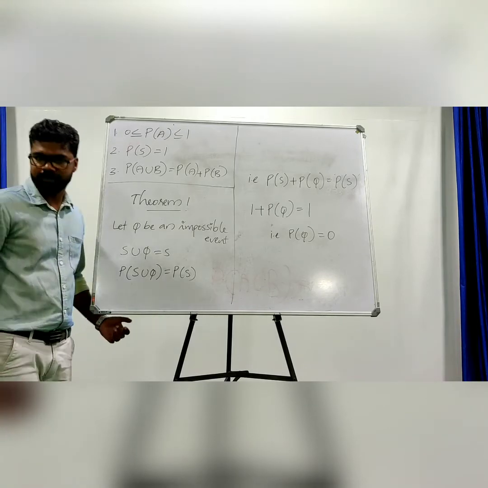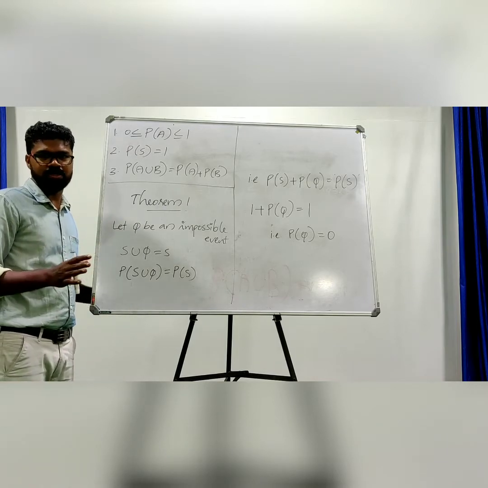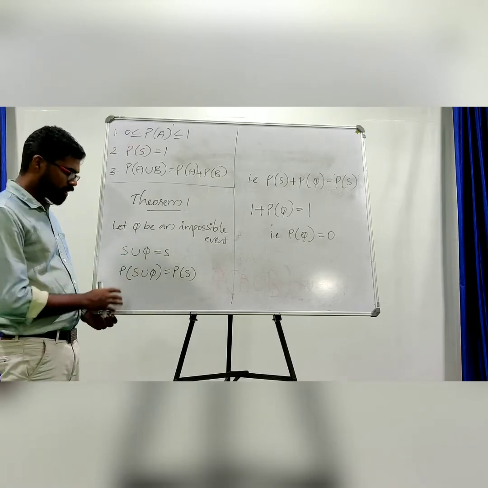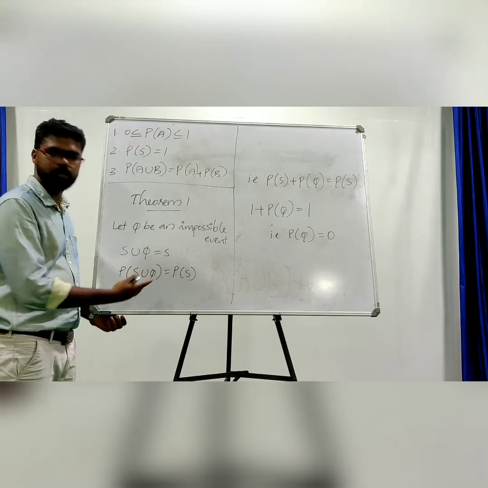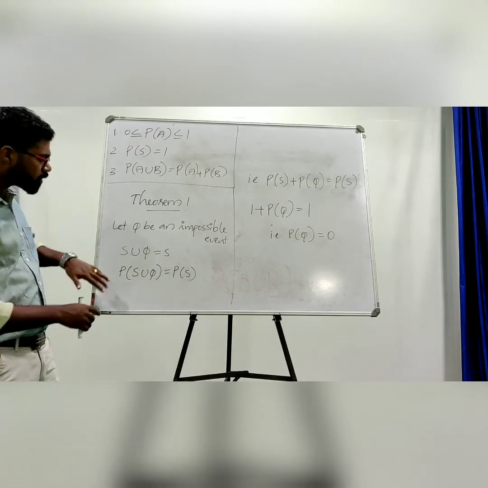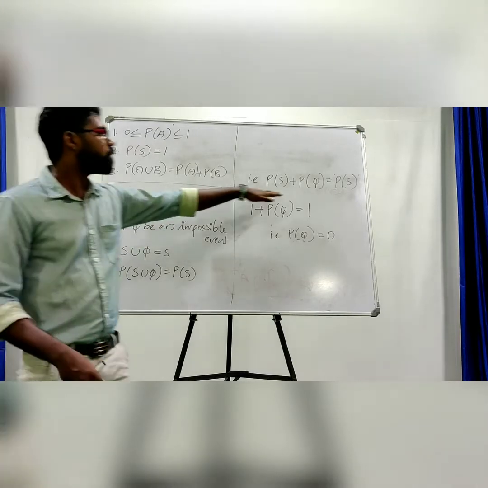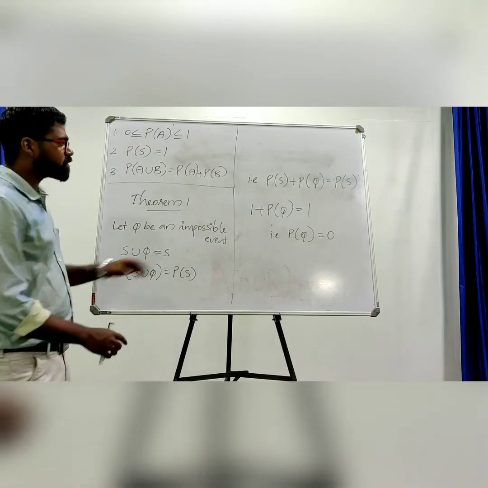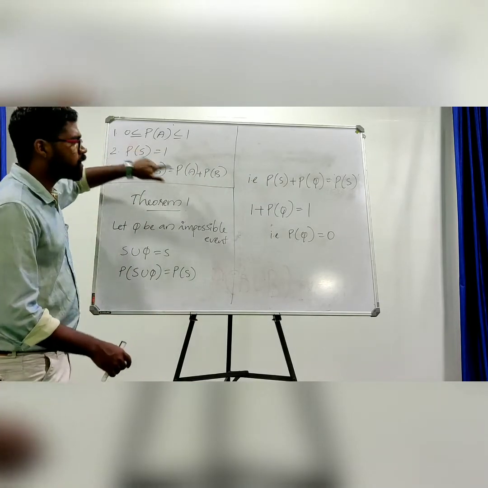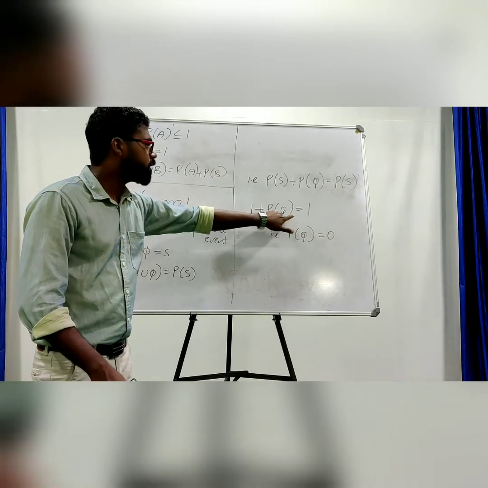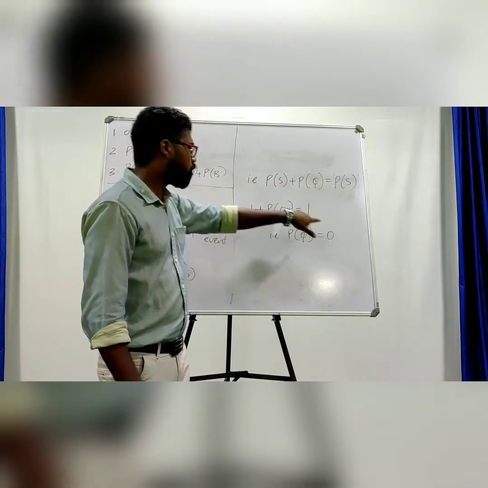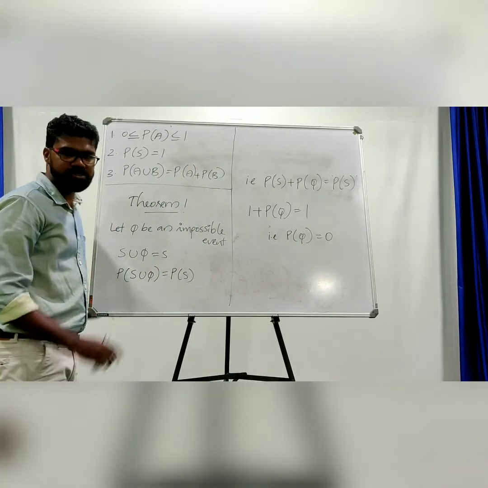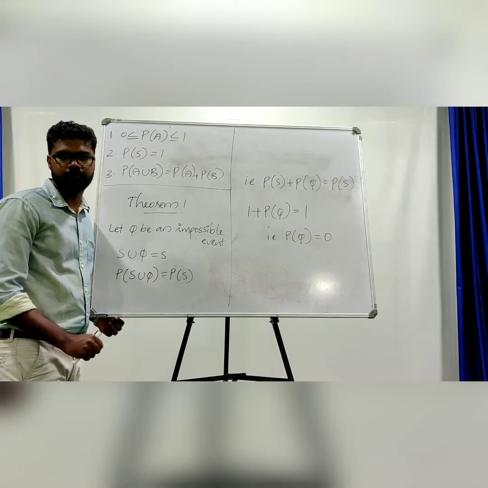Let phi be an impossible event. So we know that phi means it's a null set, and S union the null set, that is phi, is equal to S. So the probability of S union phi will be the probability of S. And we know that the probability of S plus probability of phi can be expressed as probability of S union phi. So that is probability of S, which by the axiom is 1, and probability of phi is equal to probability of S, which is also 1. Therefore probability of phi will be equal to 0. This is the first theorem of axiomatic definition.